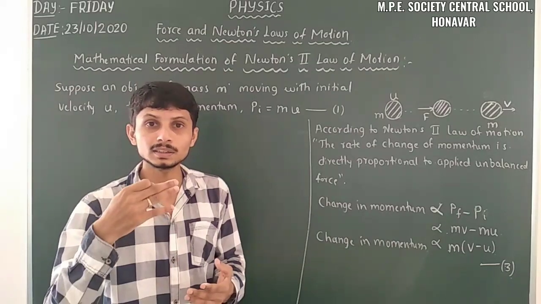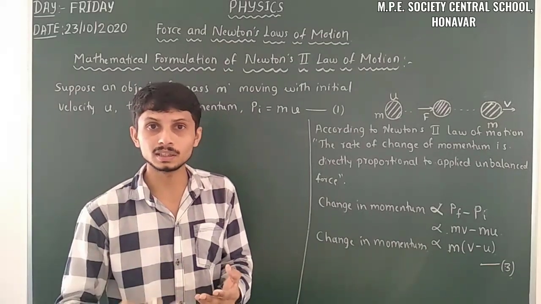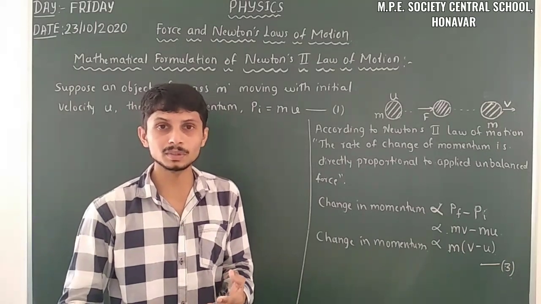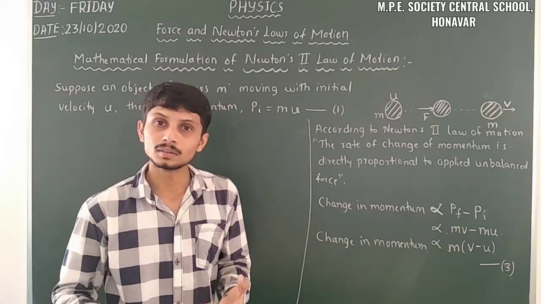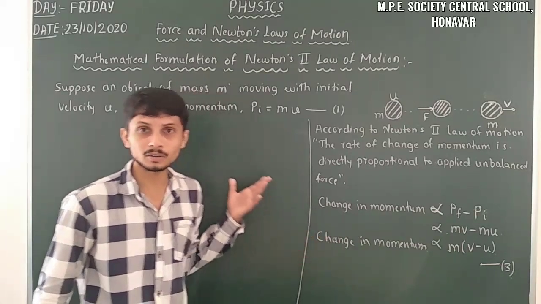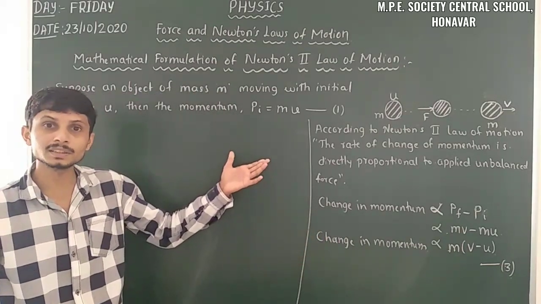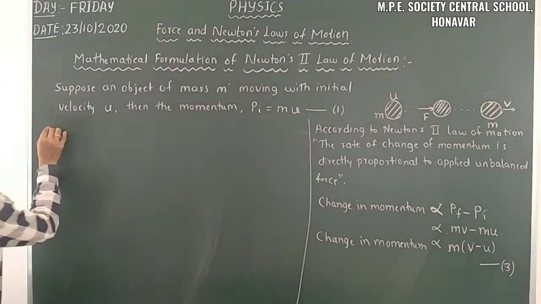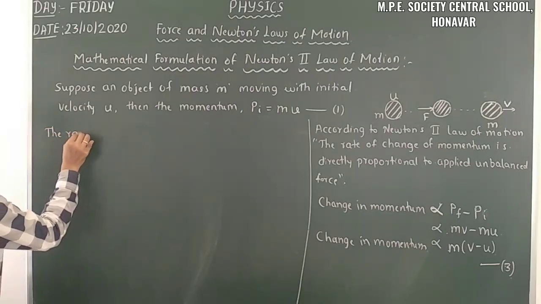So in that case, initially we divided the change in velocity by t, and we got the acceleration. Likewise here also, we have to take the rate of change of momentum, so we have to divide it by t here. So that is the rate of change of momentum.